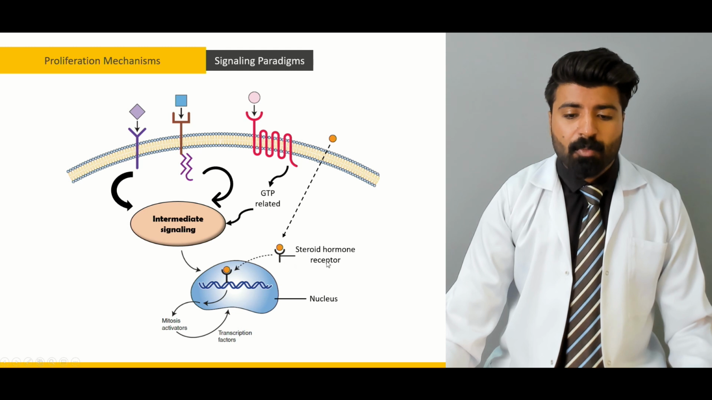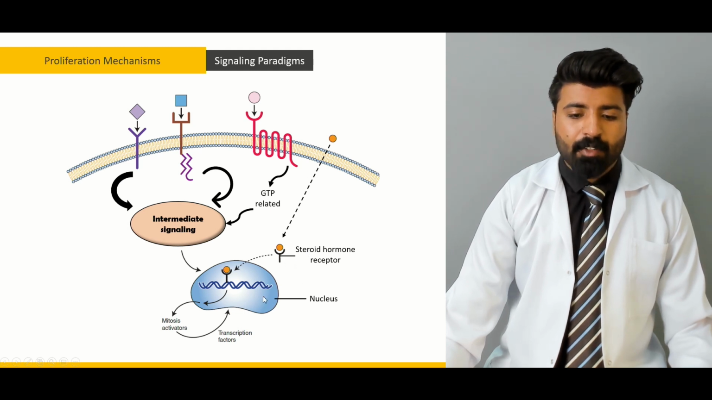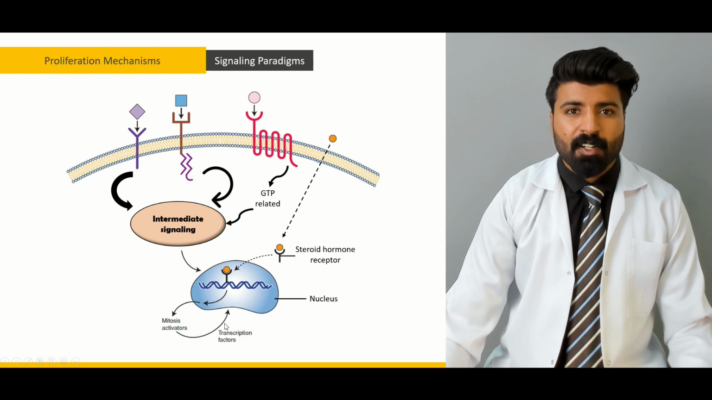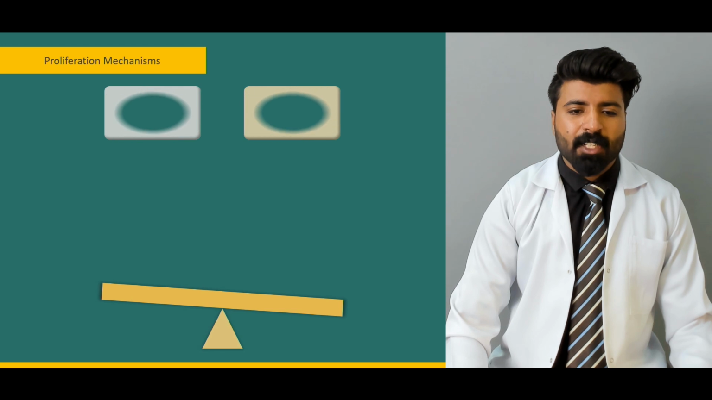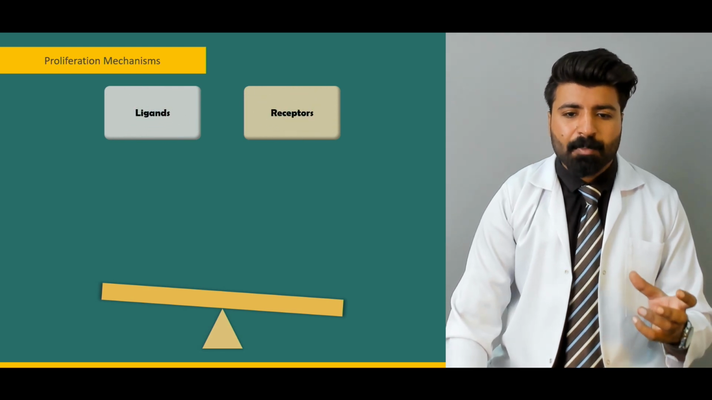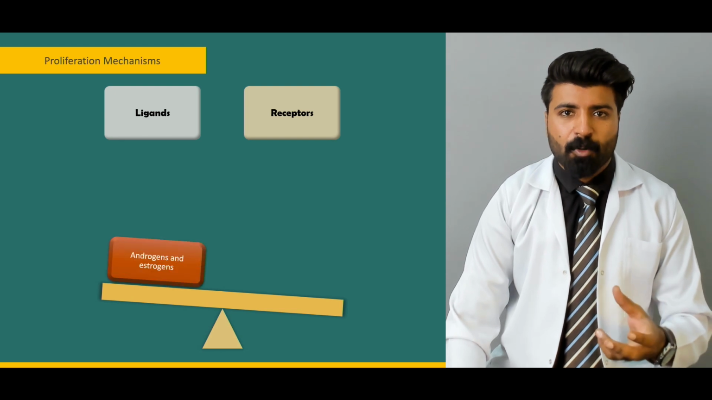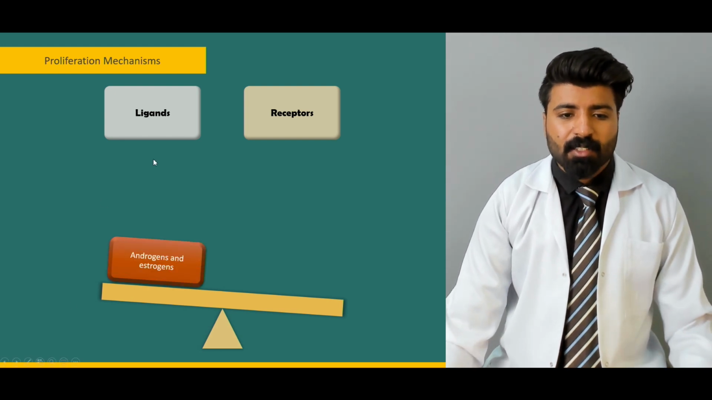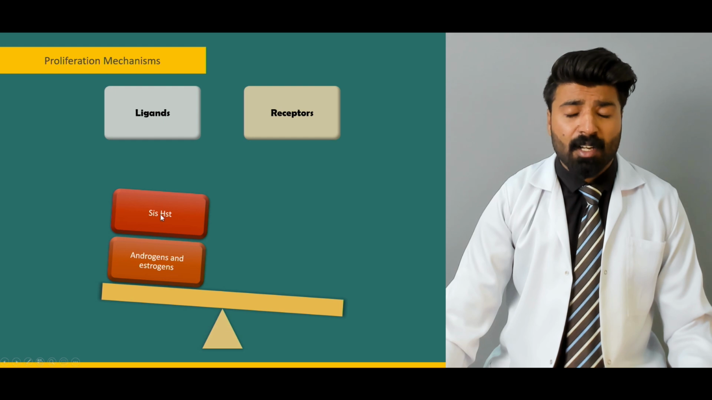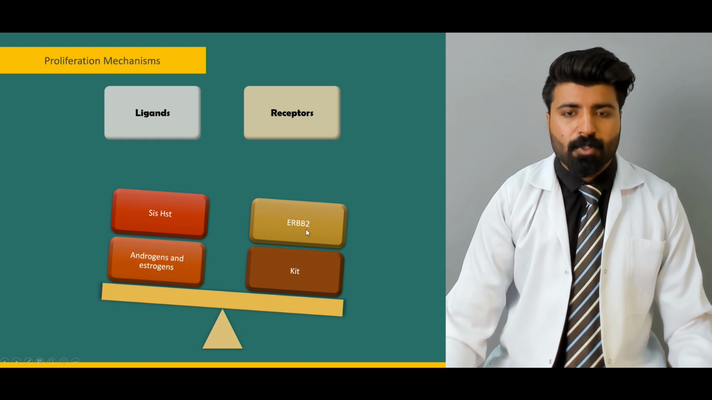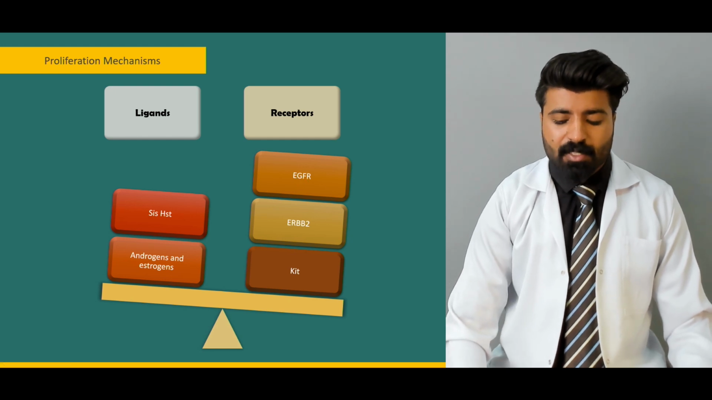As you can see, this is a steroid hormone receptor which is present inside, and in the nucleus, all of these mitotic activators and transcription factors are working, and DNA synthesis is happening. Next on, we talked about these ligands, we talked about these receptors. So in the proliferation mechanism, we have this balance between receptors and ligands, but receptors are far more in quantity. The ligands are androgens and estrogens, and SIS and HSG receptor ligands are present. On the receptor side, we have KIT receptors, ERBB2 receptors, and EGFR receptors. So the balance lies on the receptor side.